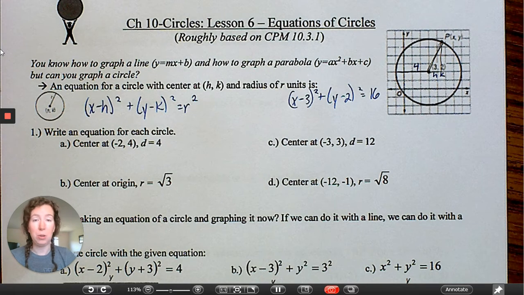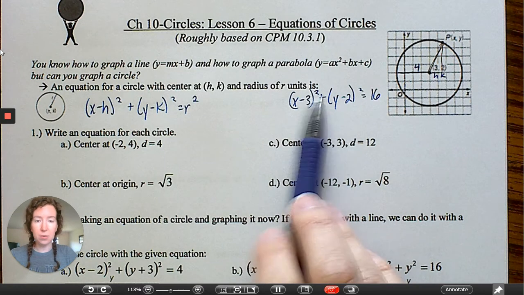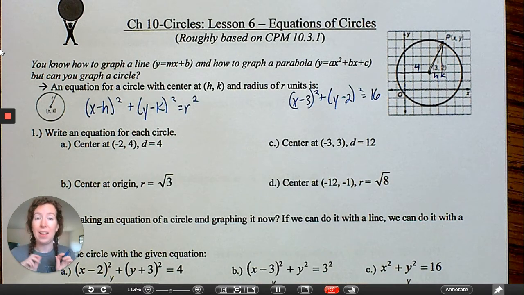And that's it. There's nothing else to do. You don't need to solve for y. You don't need to FOIL this out and get rid of the squares. Like, you don't need to simplify. That's it. You want it in this form.